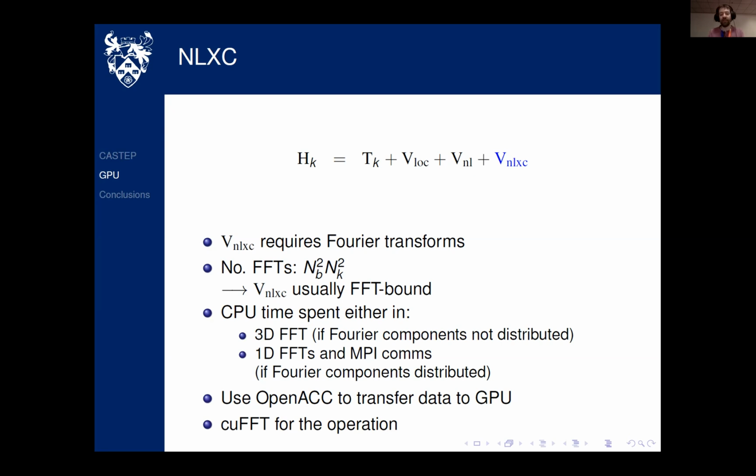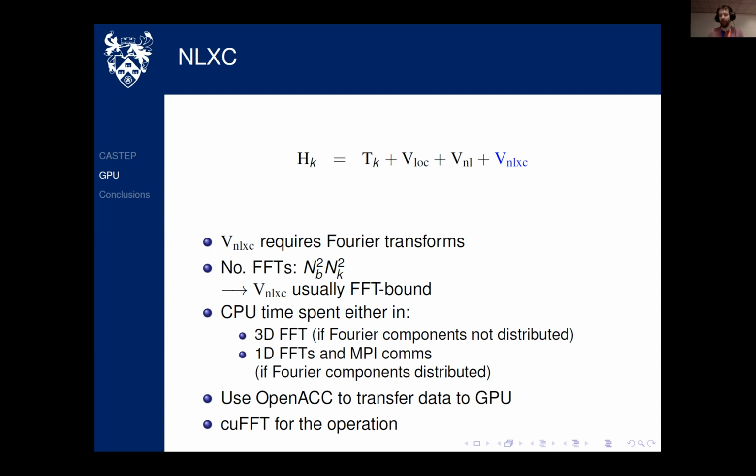And the result is that applying this fourth term is usually bound completely by the FFTs. It can be 98% of the runtime just in this term. The rest of the Hamiltonian is almost free. So if you're doing 3D FFTs, this can be offloaded and accelerated really, really nicely. But we have an ongoing challenge of 1D FFTs.